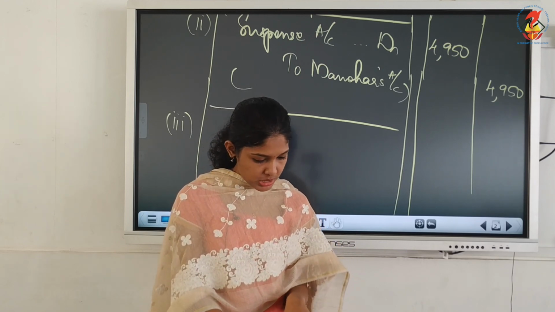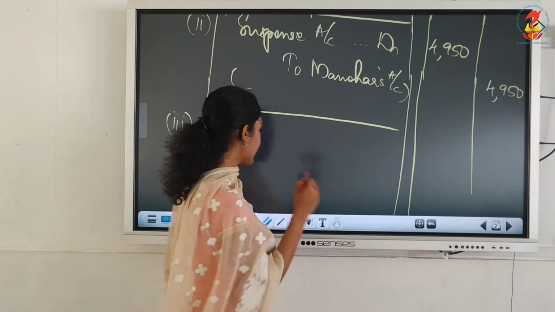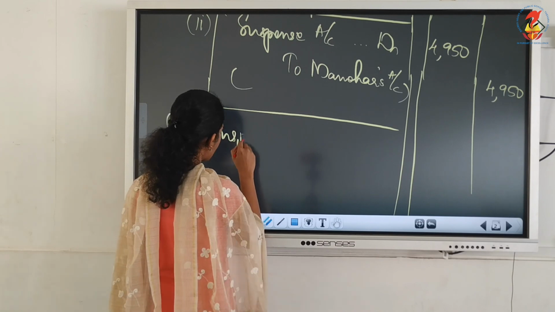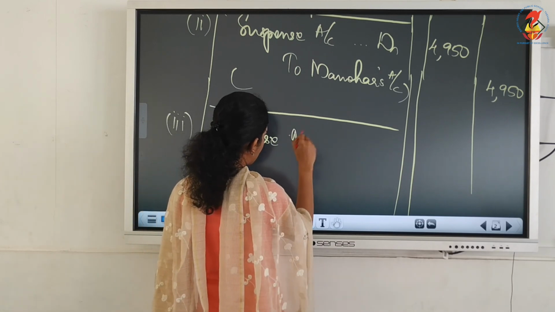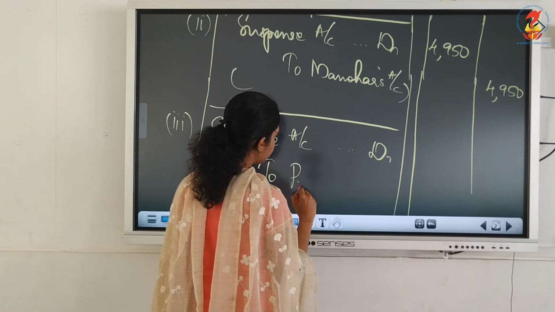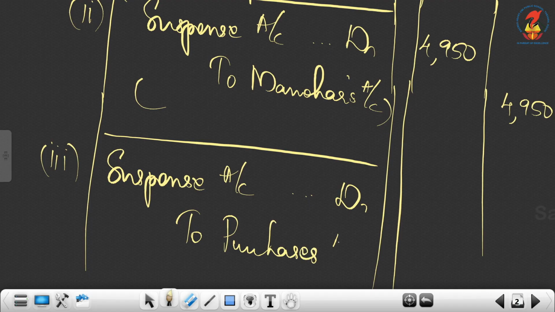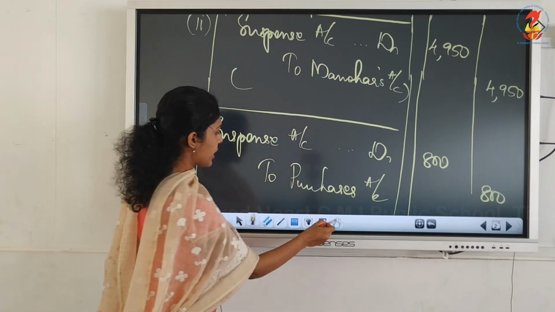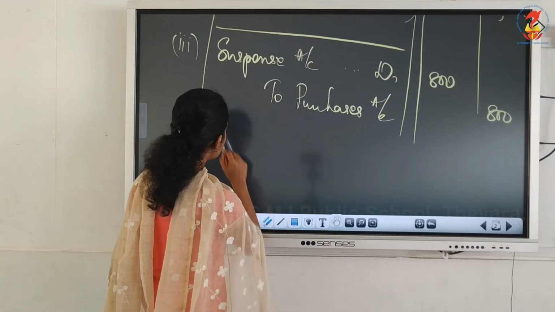So the amount is 800, no? Yes. So we'll credit purchases. So what's the other account we have to debit? It is the suspense account. So it is suspense account debited to purchases account. The amount is rupees 800. Okay. Then you have to write narration after every entry.